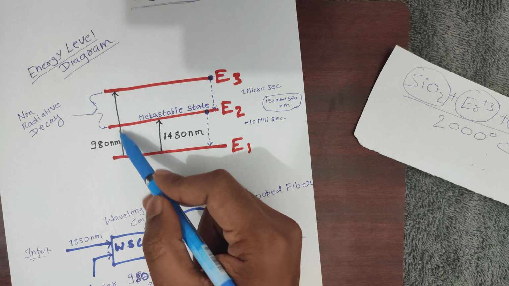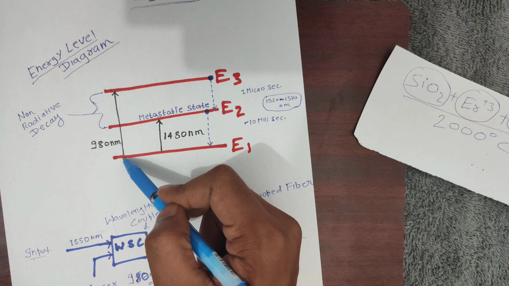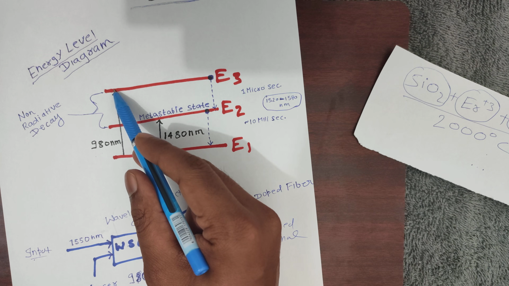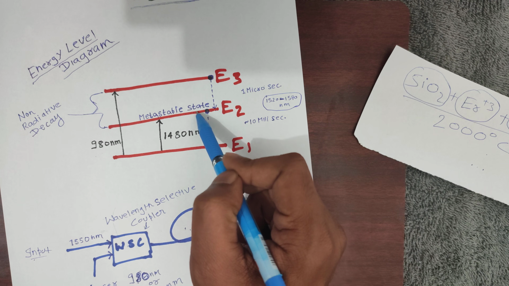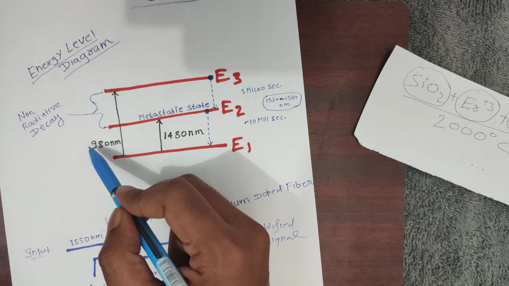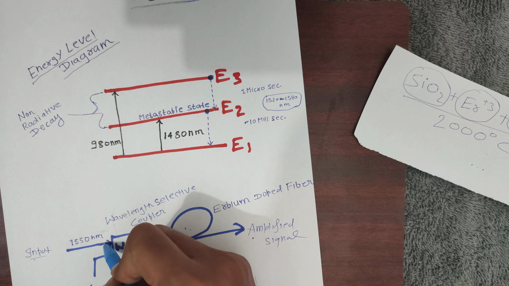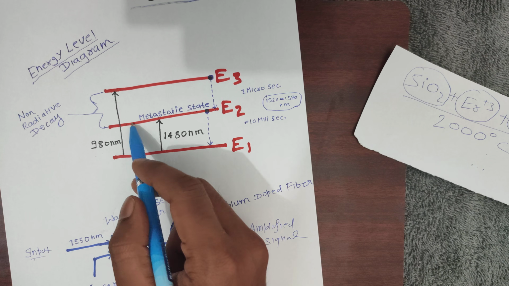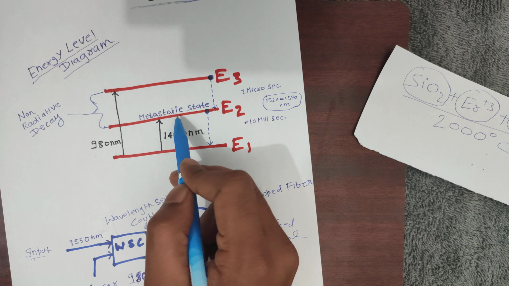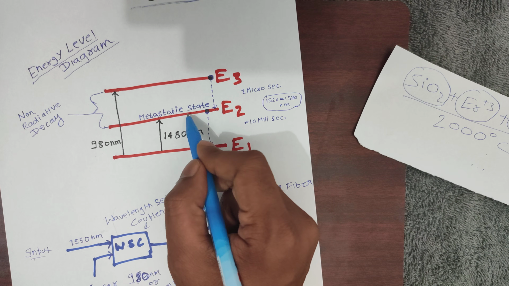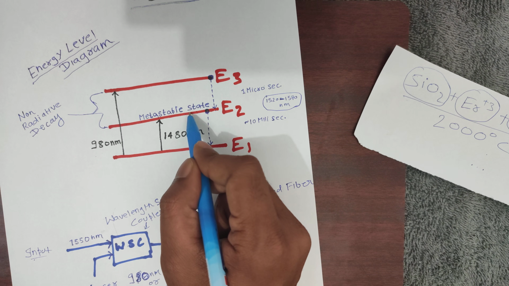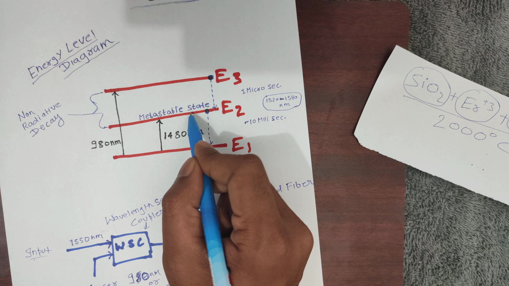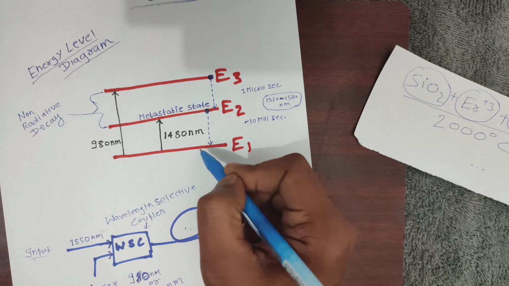See, whenever we are giving laser here, the electron goes to the higher energy state. From the higher energy state it comes to the lower energy state, that is E2, and here the electrons stay for a longer period of time. And when the incoming weak signal comes here and collides with the electrons of the E2 energy level, which are already there, the electron on the E2 energy level will come down to the lower energy state, that is E1 state.